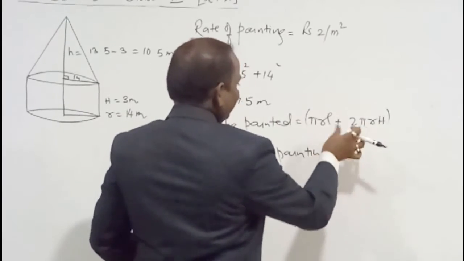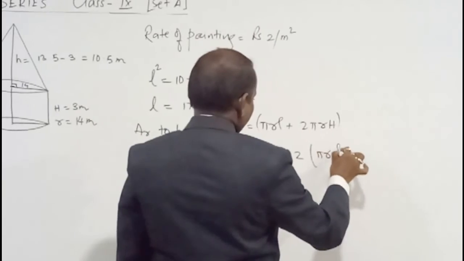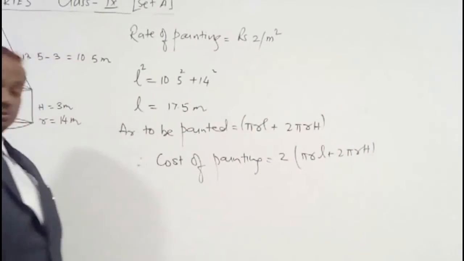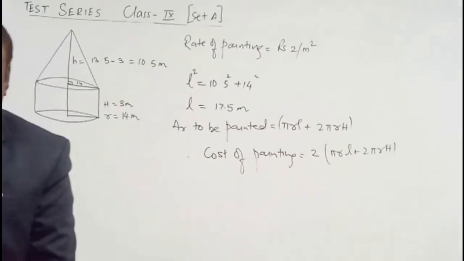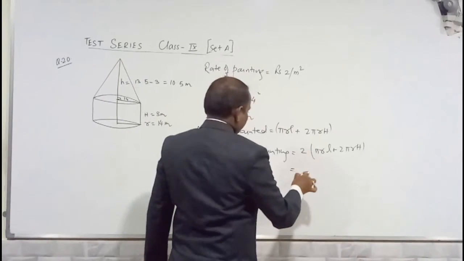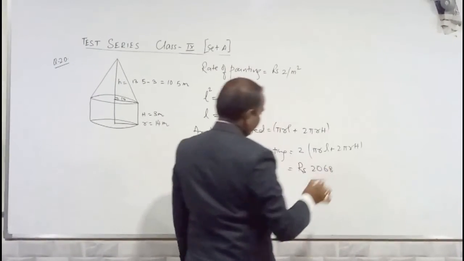is equal to area multiplied by 2. So 2 into πRL plus 2πRH. That is the calculation you have to do. The answer that comes is ₹2068. So the answer is ₹2068, which you have to find by calculating.